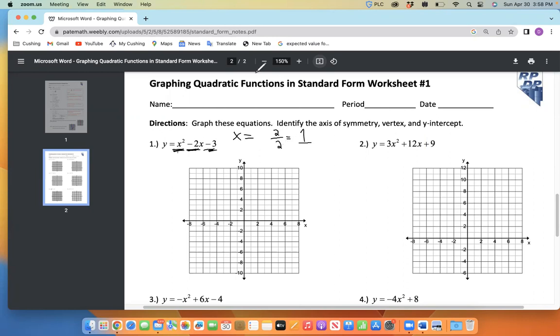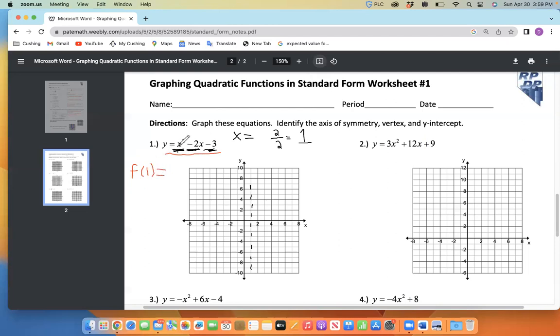What this tells us is that the axis of symmetry is right here. I'll try to draw that dashed line at 1, where x equals 1. A dashed line where x equals 1 is going to split the graph in half. The next thing I'm going to do is plug in 1 for x. That's going to tell me the y value when x is 1. So I'm going to find f of 1, the value of the function when x equals 1.